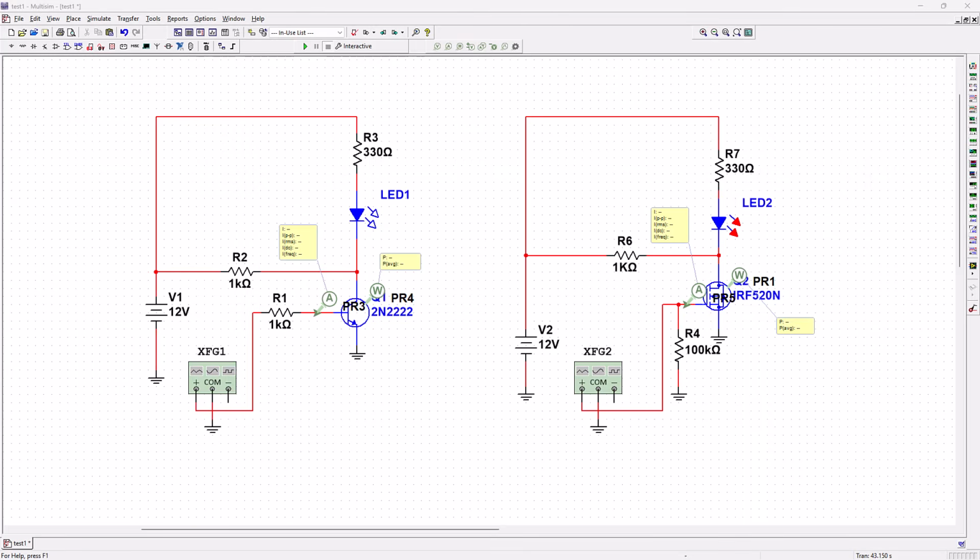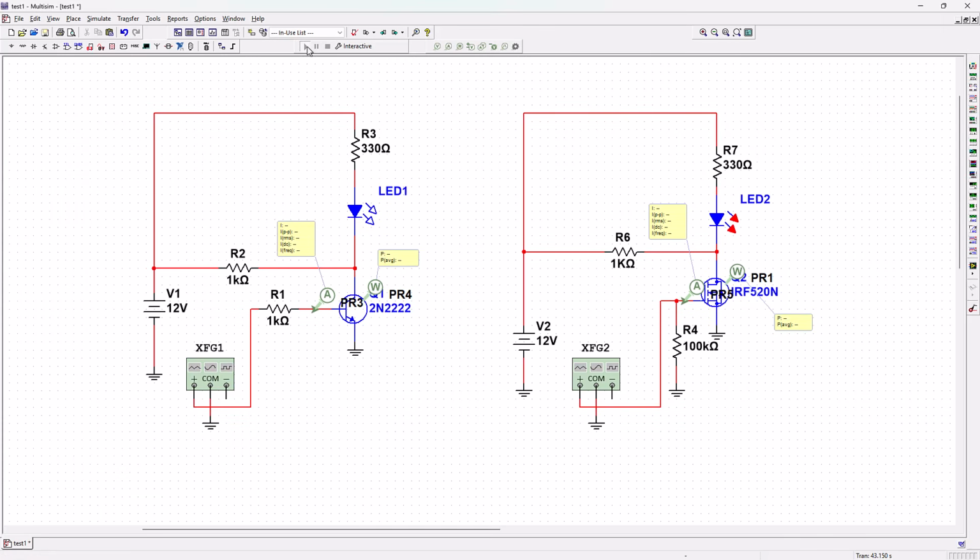I prepared a simple experiment. Two identical circuits, the same load, the same power supply. The only difference is the type of transistor. Let's see what happens. The first circuit uses a bipolar transistor, the 2N2222. We apply a signal to the base through a 1 kΩ resistor. Watch carefully what happens. It works.